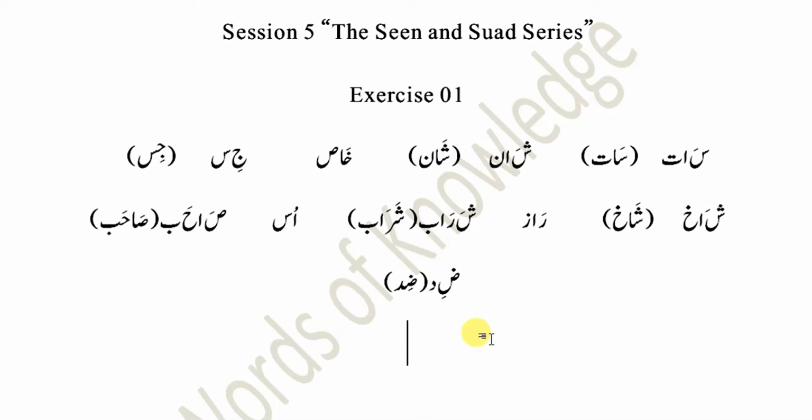The last one has Zod and Dal. Zod has a Zer sign under it. The diacritical mark which comes under this alphabet is called a Zer sign. The whole word is called Zid.